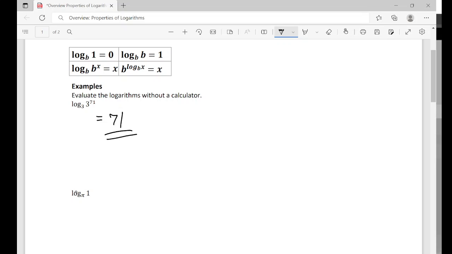Now we have log base pi of 1. The pi is there to throw you off, make you think something else is going on when it's not. All you need to know is that in the argument is a 1. And if there's a 1 in the argument, the answer is 0. So log base pi of 1 is just going to be 0. And that's it.